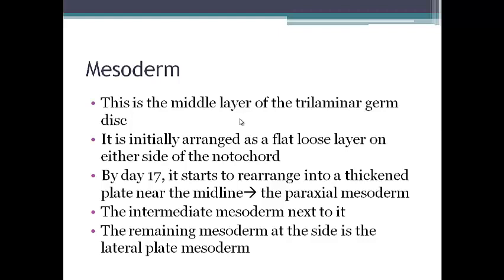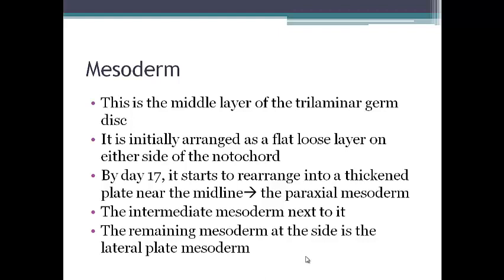Now we're going to move on to the changes and development that happens in the mesoderm, which was the middle layer of the trilaminar disc. Initially it is arranged as a flat, loose layer on either side of the notochord. So it's basically a haphazardly arranged mass of cells, just sitting there on either side of the notochord. By day 17, it starts to rearrange itself. Instead of just this loose, random layer, it forms a thickened plate near the midline.